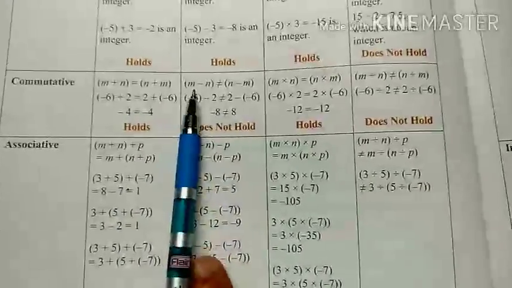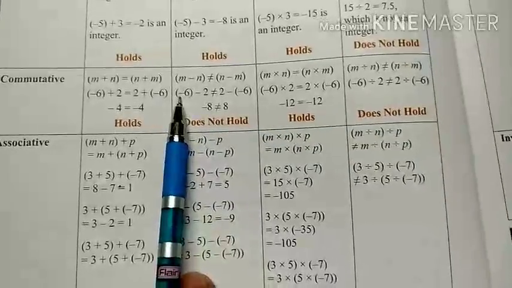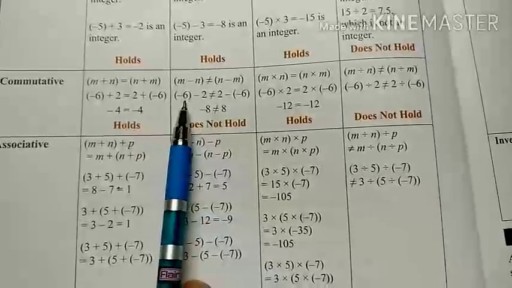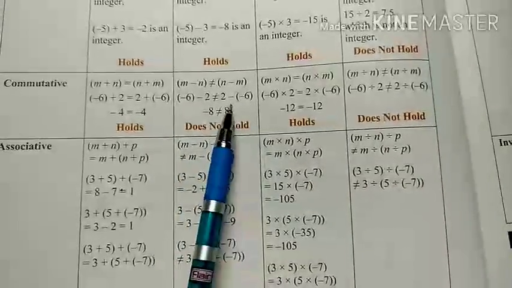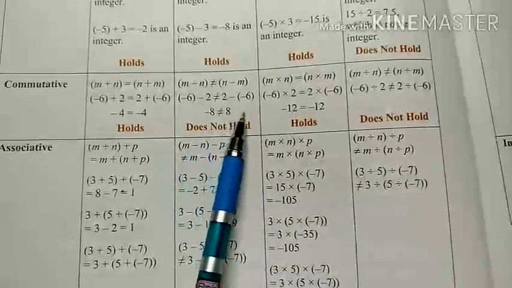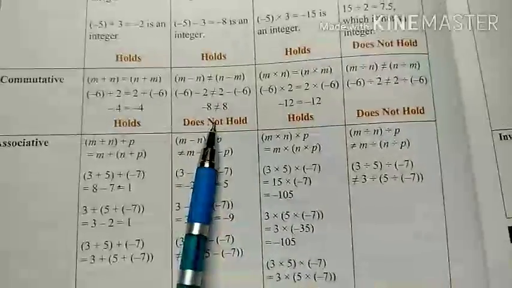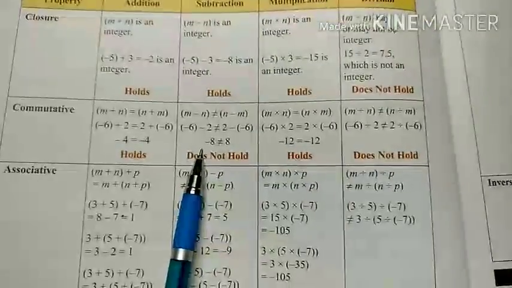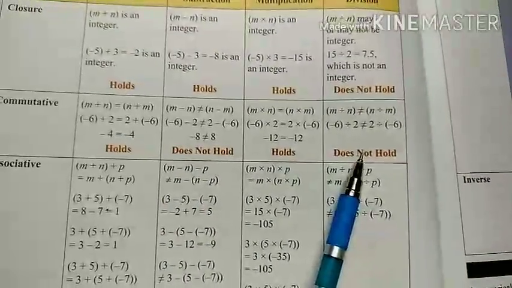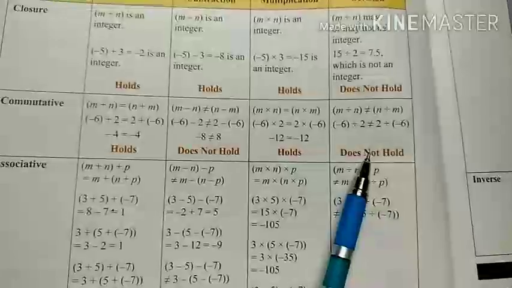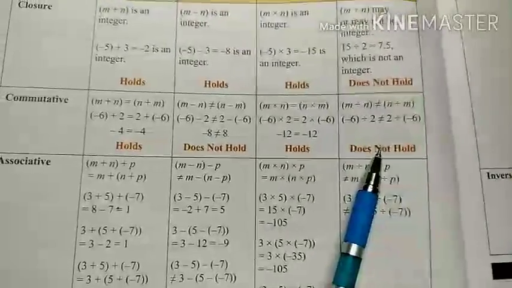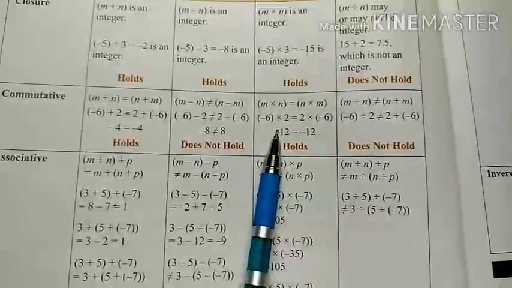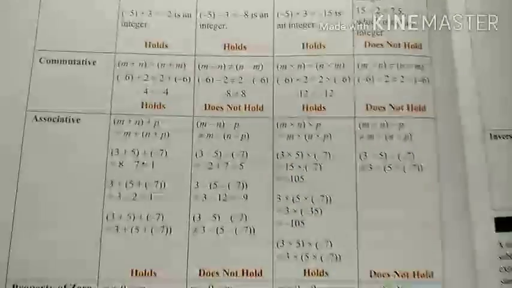Why? Because if the first number is kept in the second position, the sign will be changed. Minus 6 minus 2 gives minus 8, but if I swap the positions, 2 minus minus 6, that is not equal. So commutative property does not hold for subtraction, and for division also, because you can't interchange numerator and denominator in division. But in multiplication it is possible, because you multiply two numbers in any order and your answer will be the same.